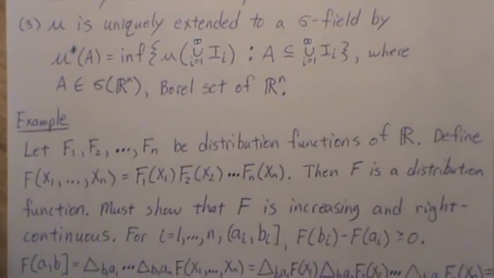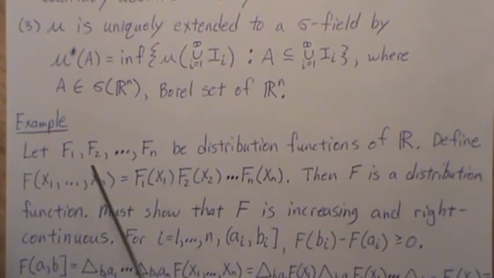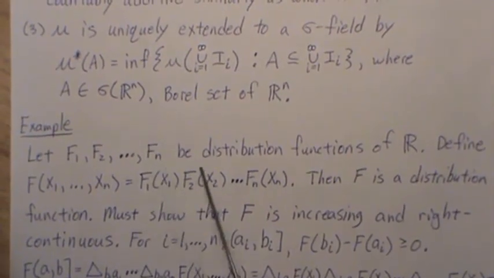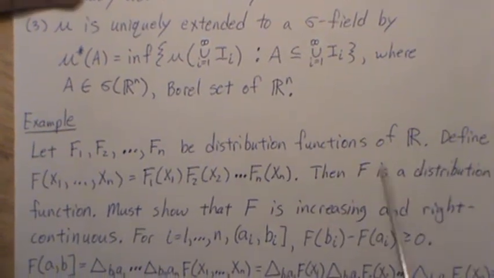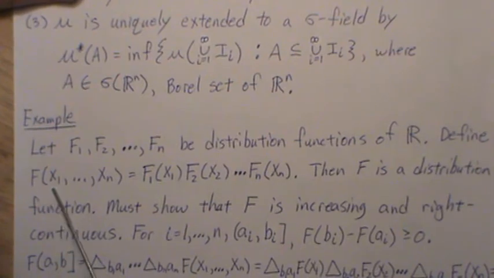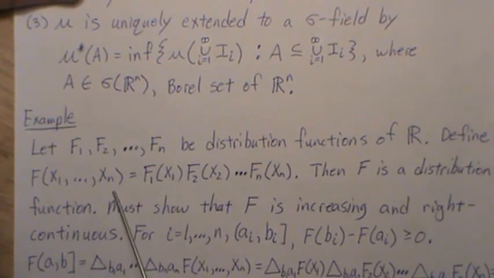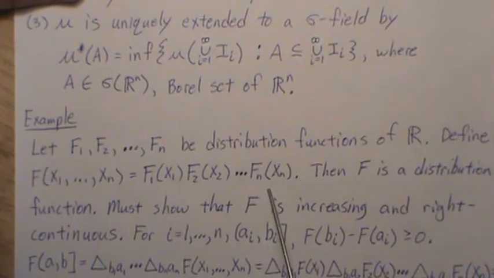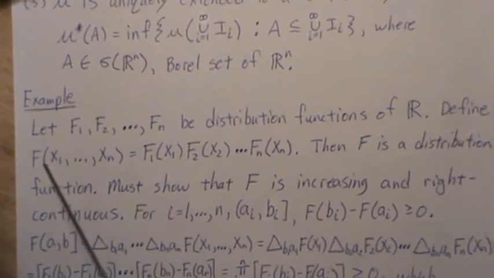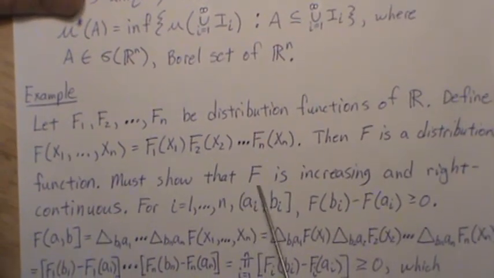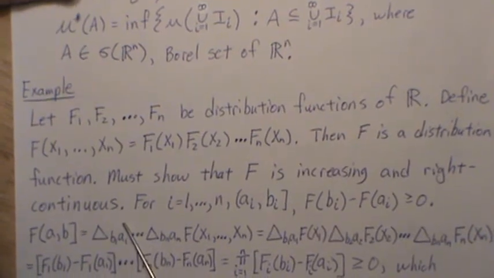Now here's an example. Let f1, f2 through fn be distribution functions on the real number line. Then we're going to define a function in n-space, f of x1 through xn, just to be the product of these distribution functions. Then f is a distribution function. We're going to prove that, and we must show that f is increasing and right continuous.